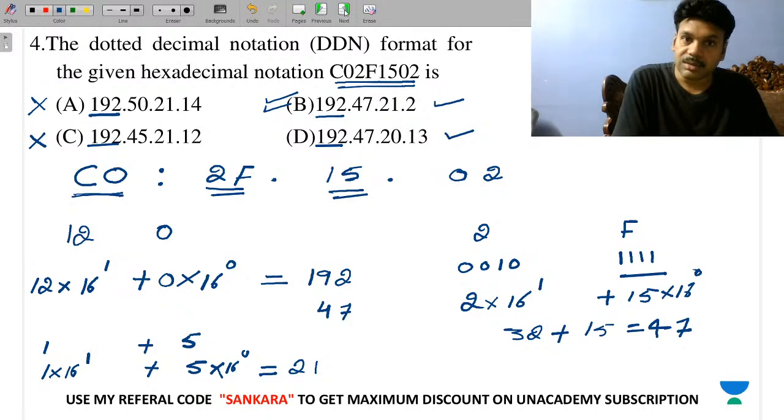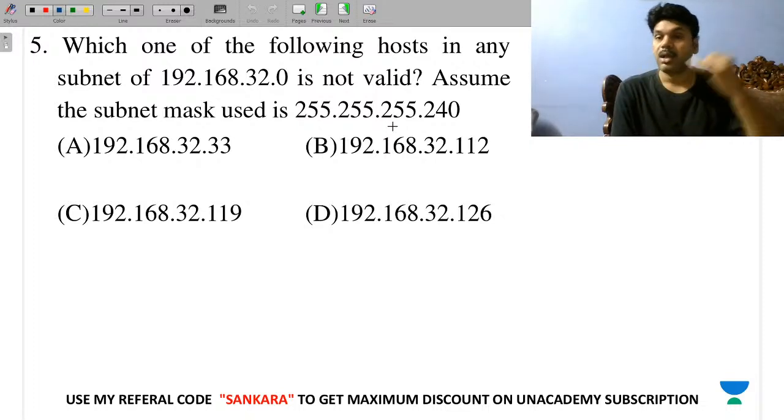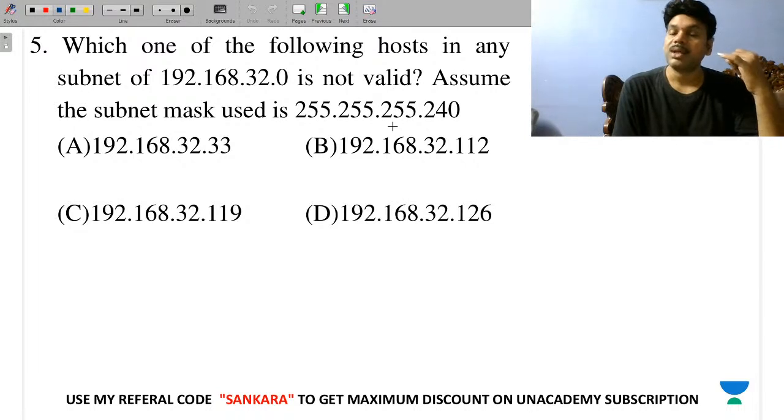Now you listen. Next question, let's crack it. Which one of the following host in any subnets is invalid? There are some invalid IP addresses given. Invalid IP addresses, as I already shared, must not be a subnet ID, must not be a subnet broadcast address, must not be a network number, must not be a loopback address, must not be a limited broadcast address, must not be a directed broadcast address. These are all the reserved IPs, and it must not be the zeros default route.